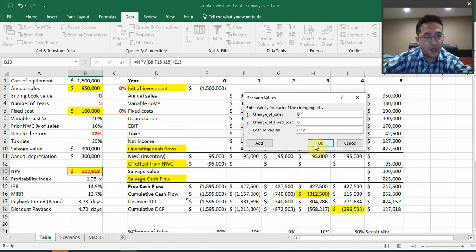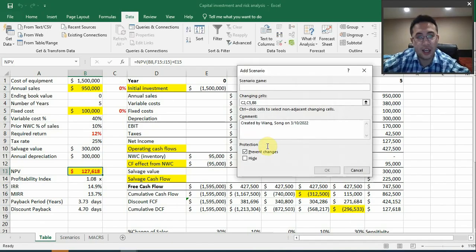Under the best case, the change of sales is, let's see, positive 10%. The change of fixed cost is negative 15%. So you have more sales and less cost, so that's good. And your cost of capital would be 8%. It's lower than the original 12%, which is also better. So that's how I define the best case.